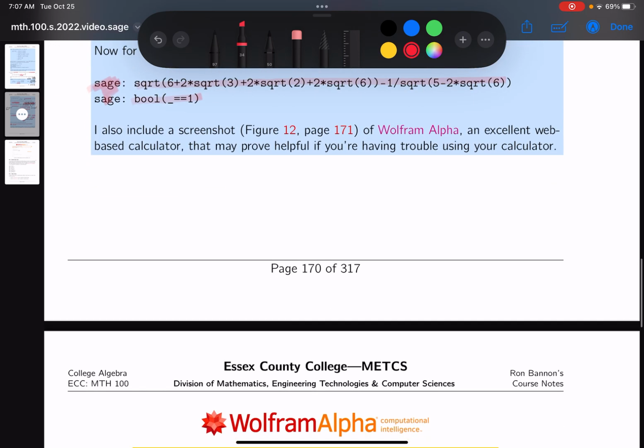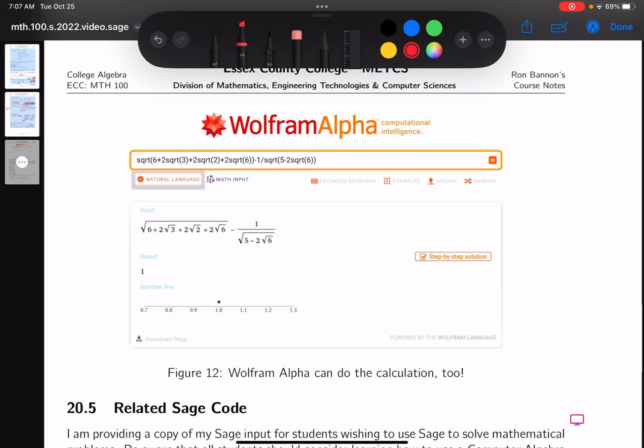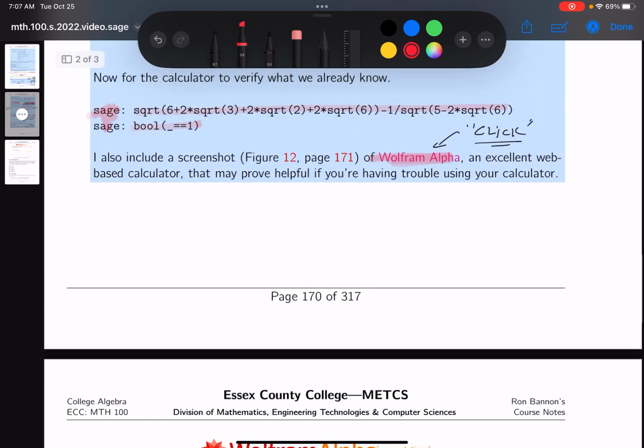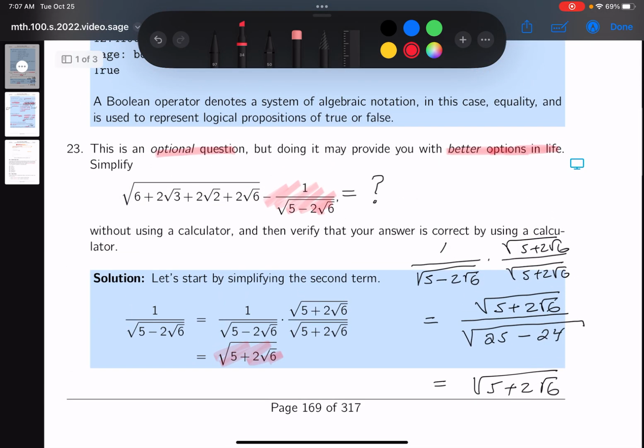I want to talk about another product, though. And this product over here is Wolfram Alpha. Now, these links over here, you can click on this. This is clickable. And if you click on this thing over here, it's going to open up a website called Wolfram Alpha. And what are you going to do when you get to Wolfram Alpha? It's going to look like this. And there will be a search box. And what did I type into the search box? I typed in this whole problem over here. I typed in everything over there.